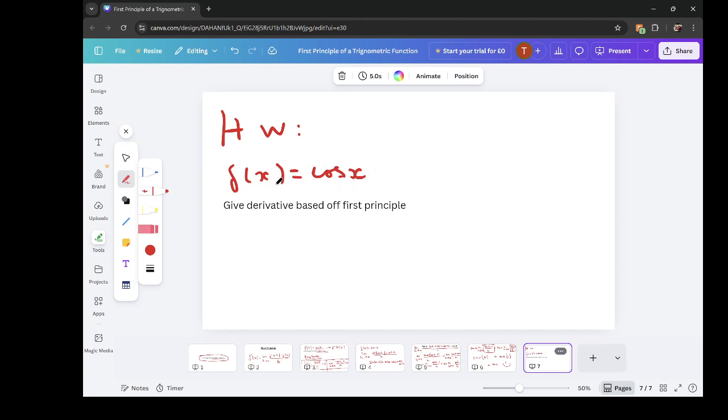Now, I have unfortunately added some homework for you guys, but it's not too hard. It's just the opposite way around. I want you guys to find the first derivative of f(x), but this time f(x) is cos x, not sin x. So please do try this out. The mark scheme is given on the next page.